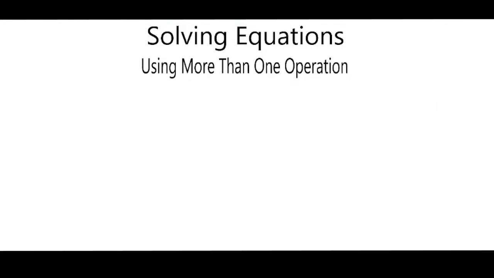Hello again. Today we're going to be solving equations using more than one operation. Let's say we have 2x plus 7 equals 11. Well, we need to do some undoing of our operations in order to solve this. So the goal is going to be to get x by itself on this side of the equation. So what I'll do is first undo adding or subtraction, then I will undo multiplication and division.